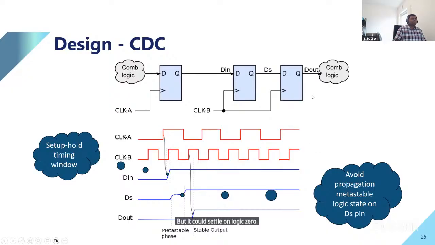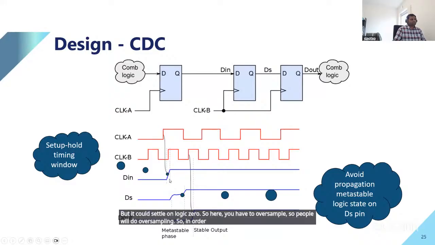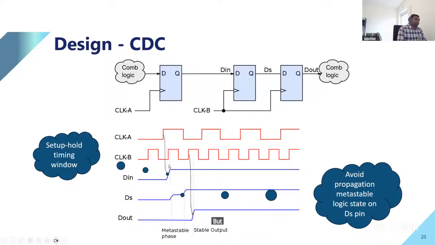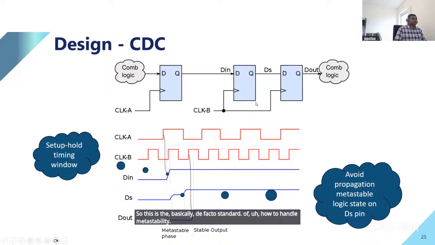So here you have to oversample. So people will do oversampling in order to capture this rising edge. But the main motivation here is basically not to propagate this metastable state throughout the combinational logic. That's a disaster. So this is basically the de facto standard of how to handle metastability. There are other ways also.